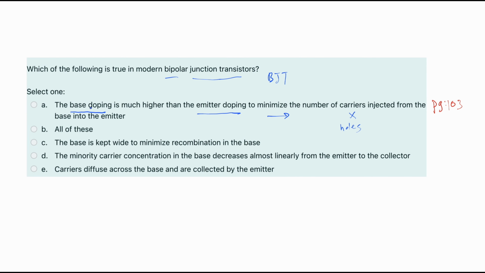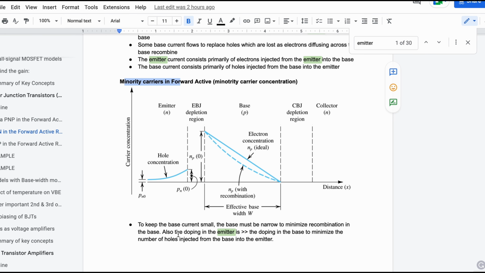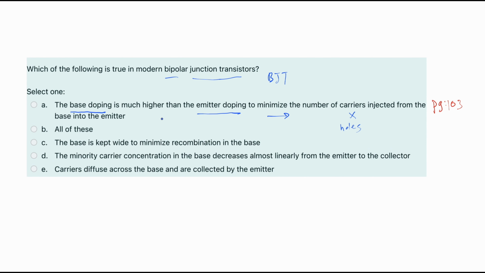So the rest of this is correct, but let's look at this first part. The base doping is much higher than the emitter doping. Well, it says the doping in the emitter is much higher than the doping in the base. So these are backwards, meaning that this one is going to be incorrect. Next, we have B. Obviously, it cannot be B. We're going to look at C.